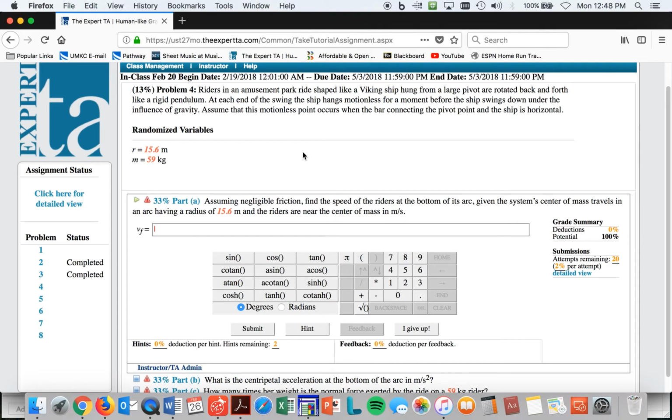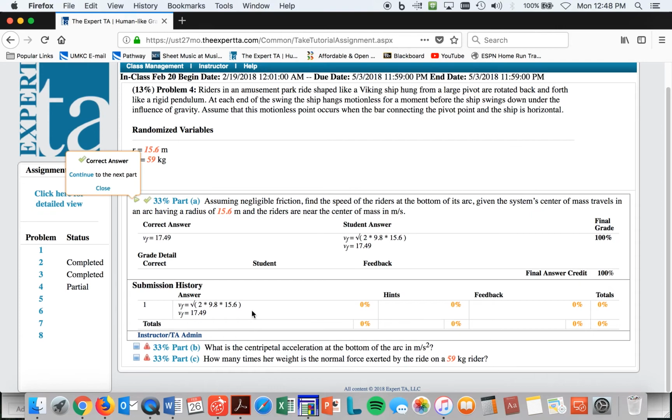So I know that this is equal to the square root of 2 times 9.8 times 15.6. That's going to be my speed. 17.49, correct answer. Okay, so what's the centripetal acceleration?